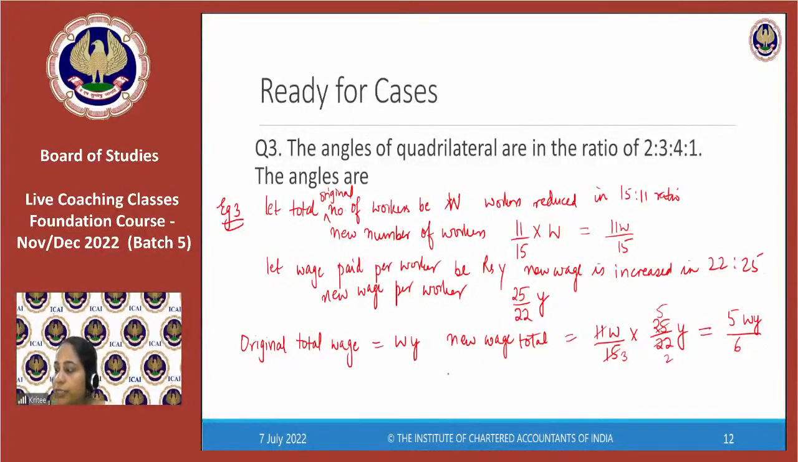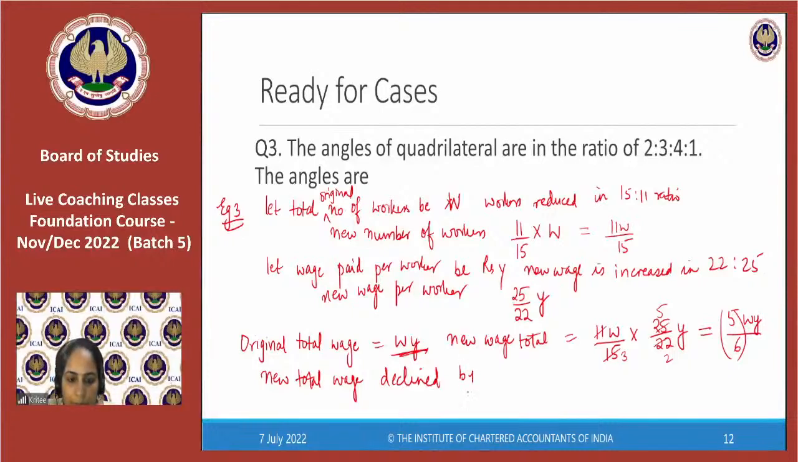So this is your answer. Your original total wage was WY. Now it is coming to 5 by 6th of WY. Is it increasing or decreasing? When the numerator is less than the denominator, when 1 and this is 5 by 6, 1 and 5 by 6, so this is less now. So your new total wage declined. Fine, it declined. By how much?